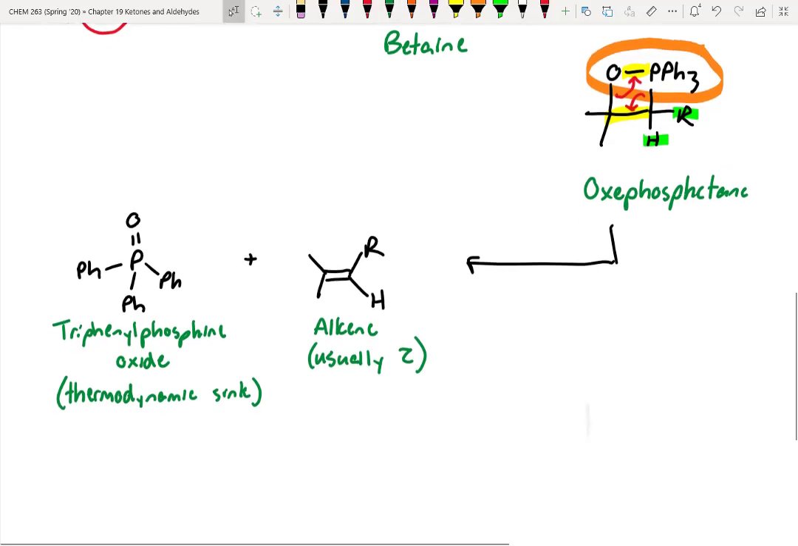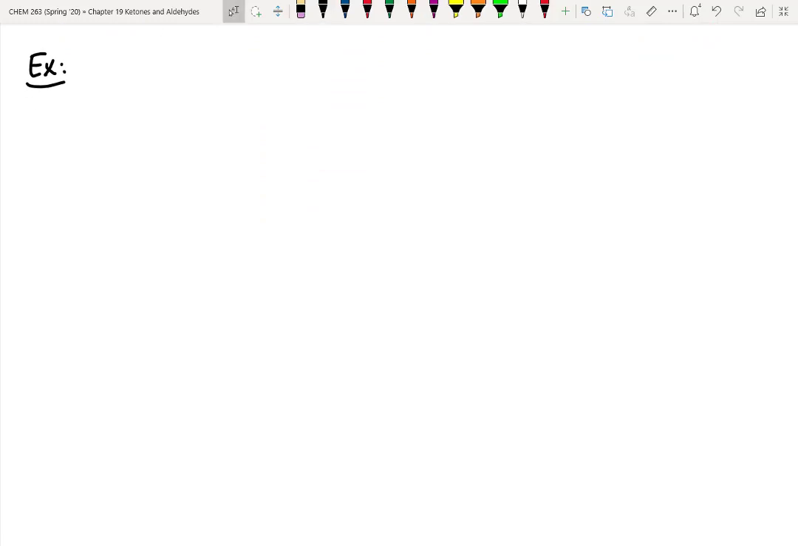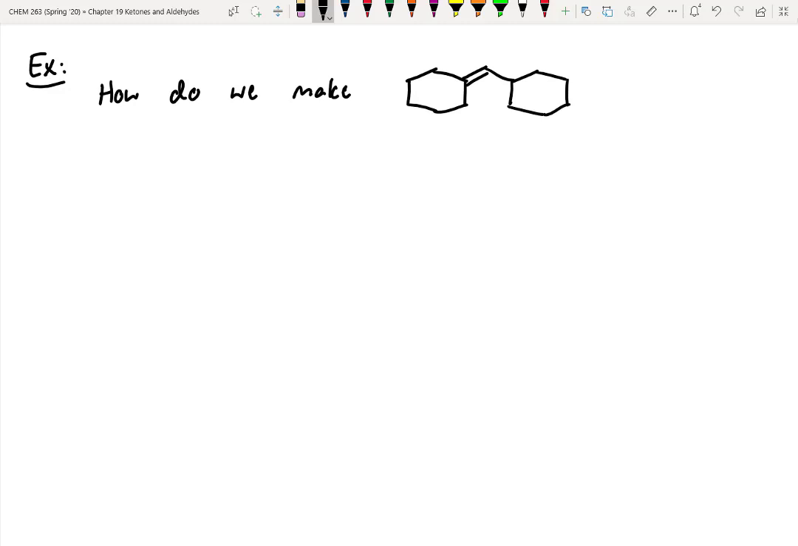All right, before we finish up, I wanted to show you a few examples. And I wanted to compare 2 situations. So the question is, how do we make this compound? Okay, so if we're trying to make this compound, we could propose two different routes. So let's take a look. Let's do option 1 on the top, and then we'll do option 2 underneath.